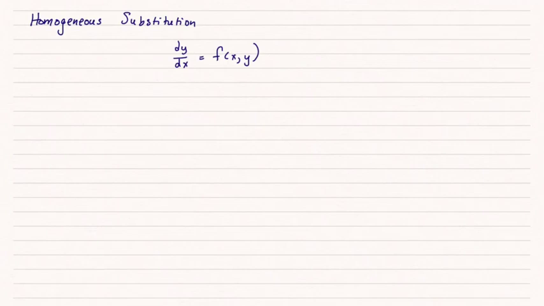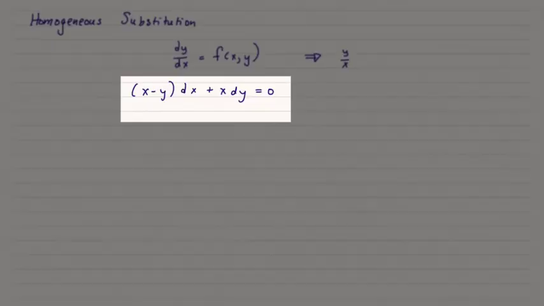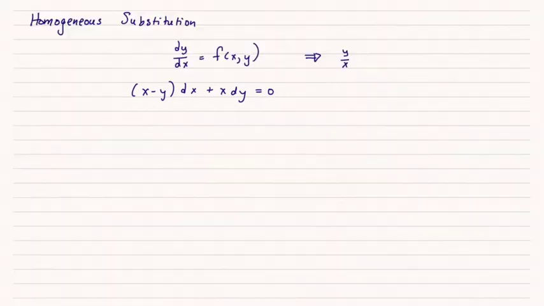If we have a differential equation in the form dy/dx equals a function of both x and y, we can use a homogeneous substitution if that function f(x,y) can be written solely in terms of the ratio y over x. Let's look at an example of this. This equation may not look like it can be written in the form y over x, but if we rearrange things a little bit, it can.